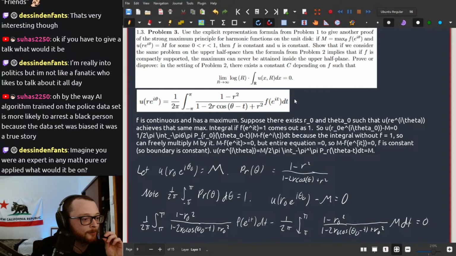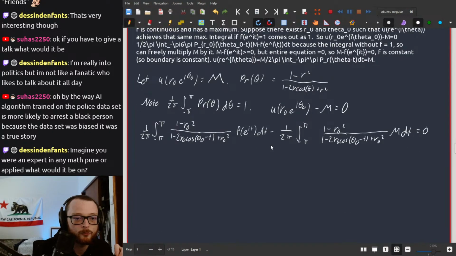An AI algorithm trained on a police data set is more likely to be biased. Oh yeah, that's just a generally true thing. If your data set is biased, then so will your AI. So that's not surprising, I guess.